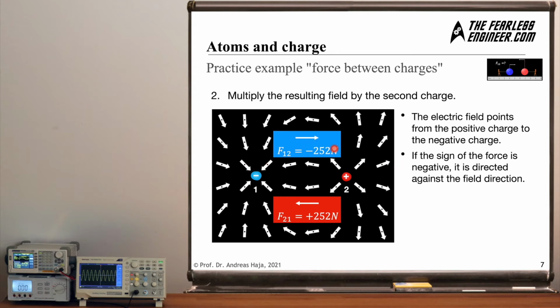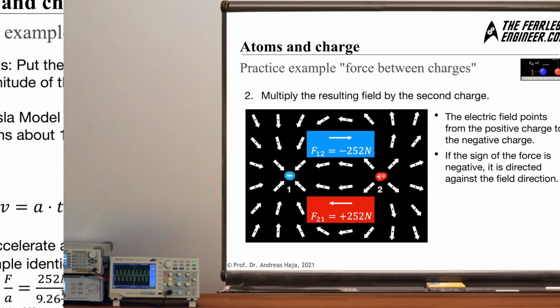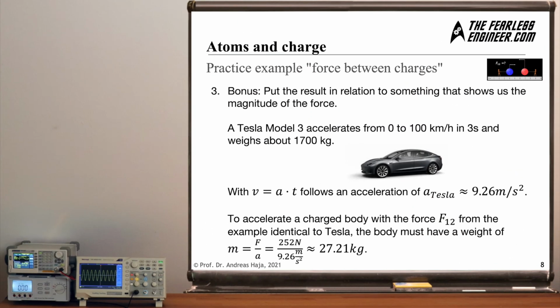So from left to right we have a negative force of minus 252 newtons, and from right to left we have a positive force of the same magnitude, and these two forces obviously cancel each other out because the clusters are stationary in space. And now lastly, let's put the result which we just arrived at in relation to something that shows us the actual magnitude of the force.